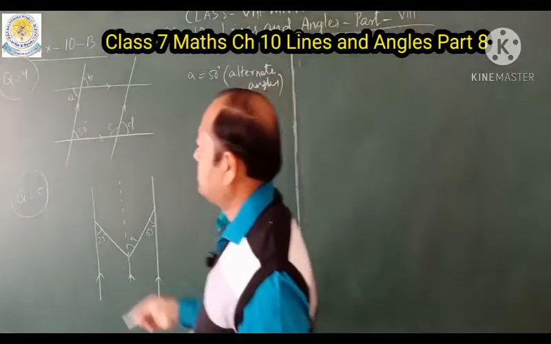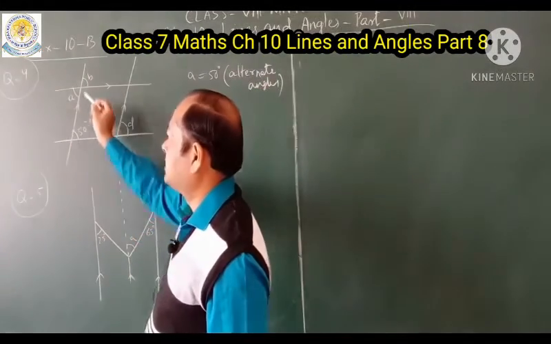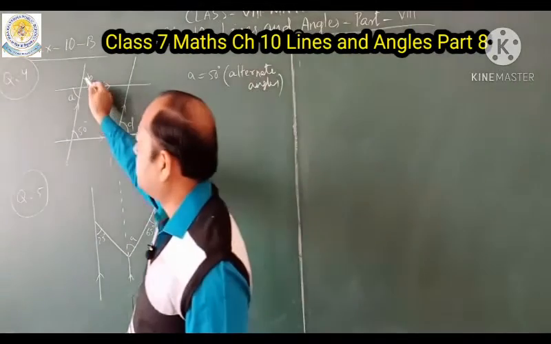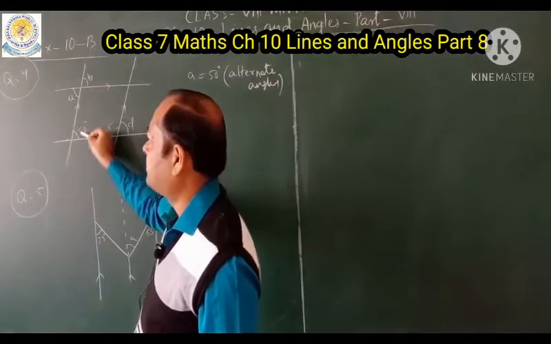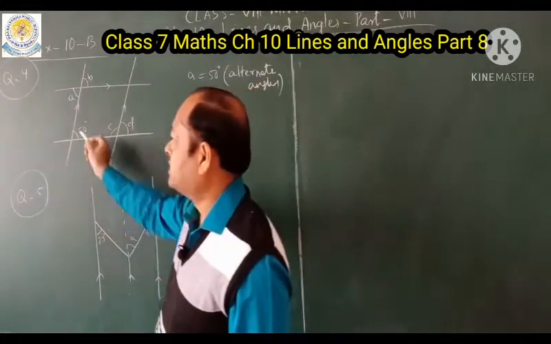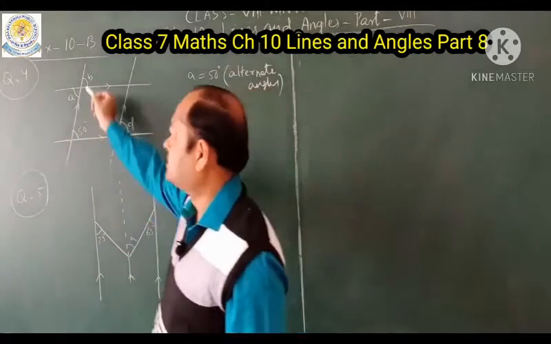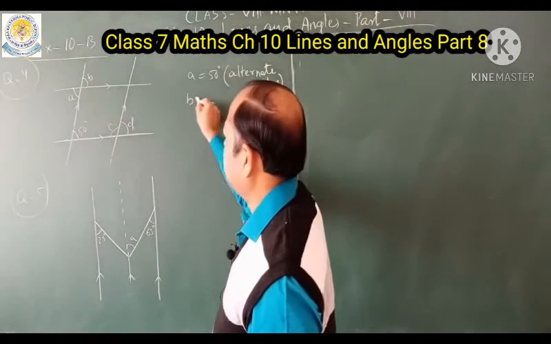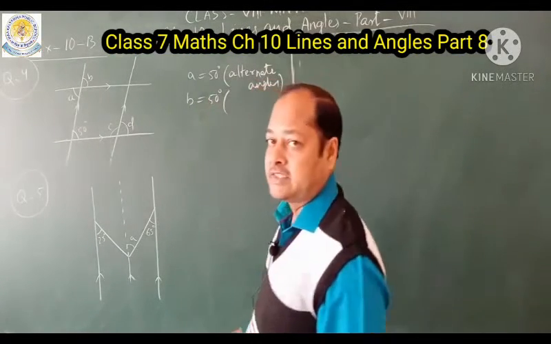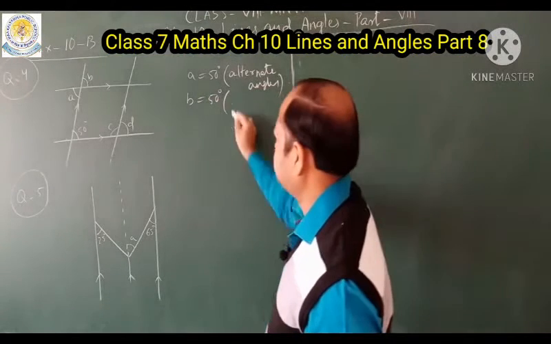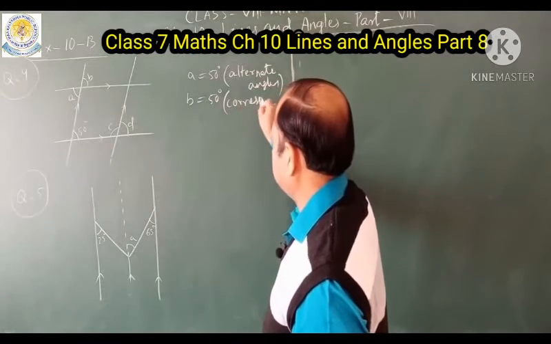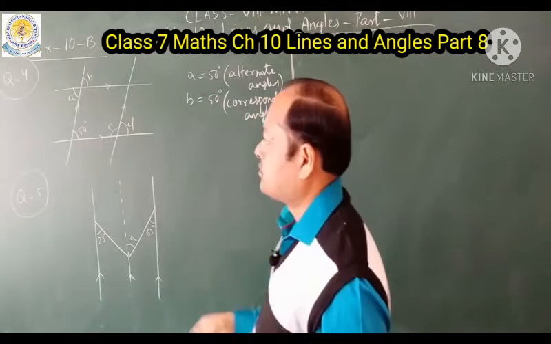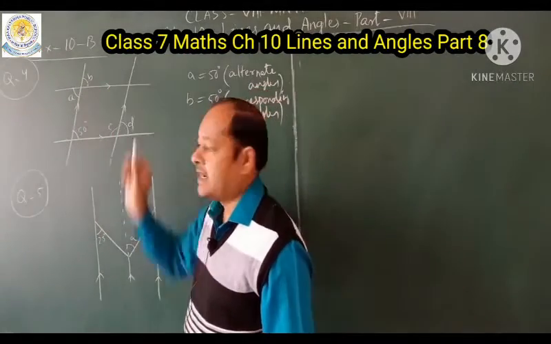Okay. Now if A is 50, then B is also 50, and it is a vertically opposite angle. Also you can write corresponding angles, because B and 50 are corresponding angles. It is on the same side of the transversal. This is the transversal line and these are parallel lines. So B equals how much? 50 degrees. And the reason you can write is corresponding angles. Okay, so we have got the values of A and B.